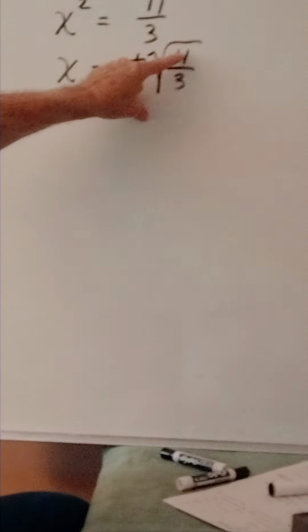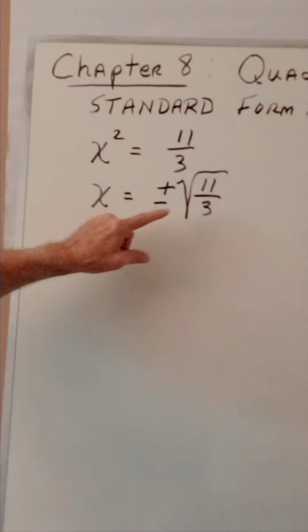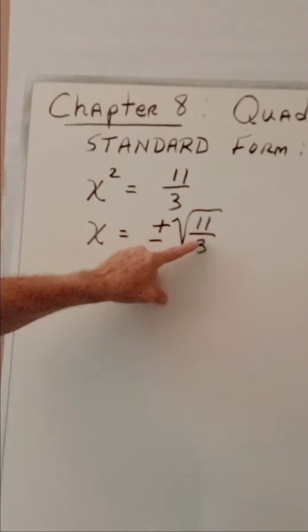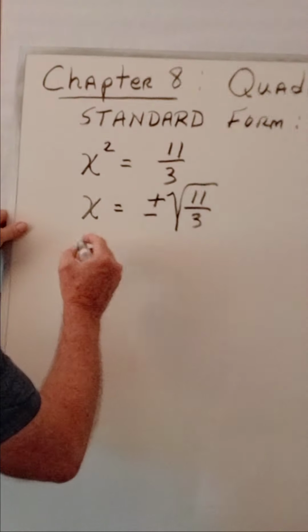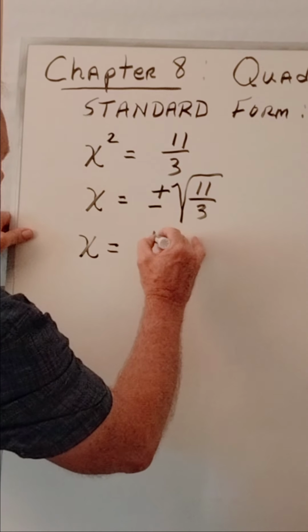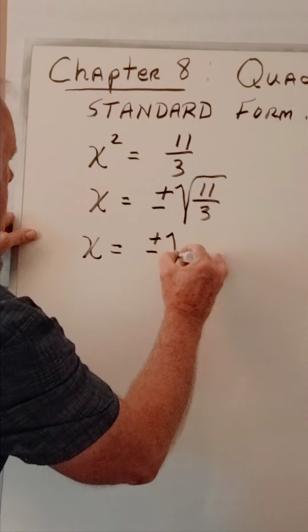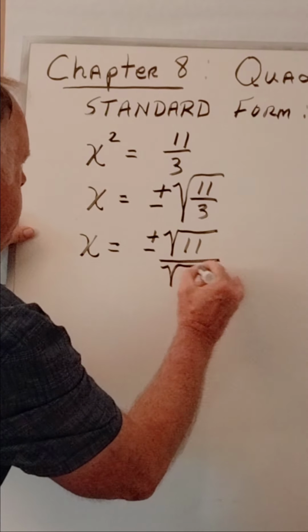We cannot have a fraction in the radicand. So we're going to have to use the quotient rule of radicals and split this up. And so that will bring it down to x is equal to plus or minus the root of 11 over the root of 3.